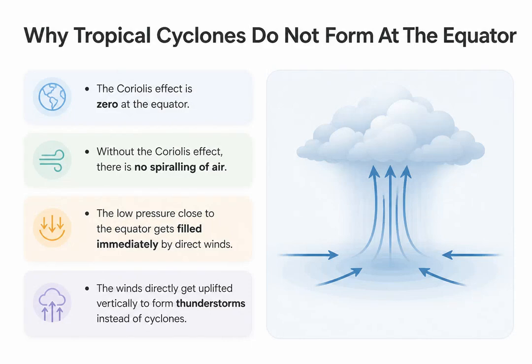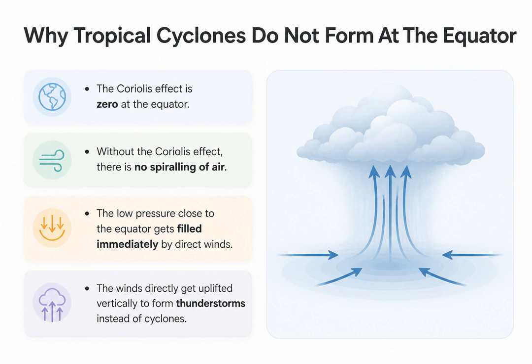This brings up a fascinating question. Why don't tropical cyclones form at the equator? Remember, the Coriolis force is 0 at the equator. Without that deflection, air rushing into a low-pressure center doesn't spiral. It just flows straight in, filling the low pressure immediately and rising vertically to form standard thunderstorms.